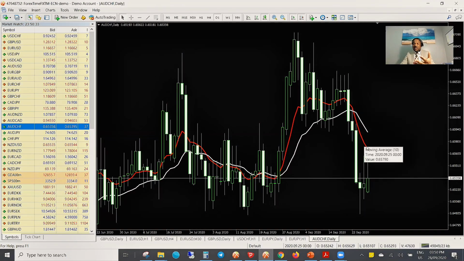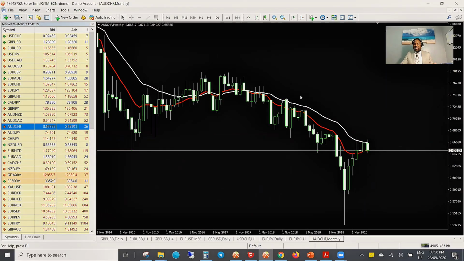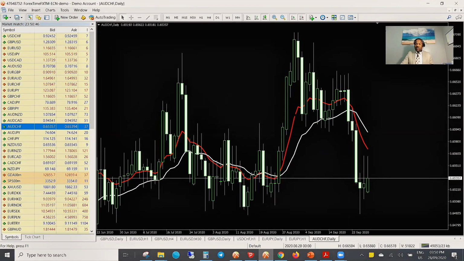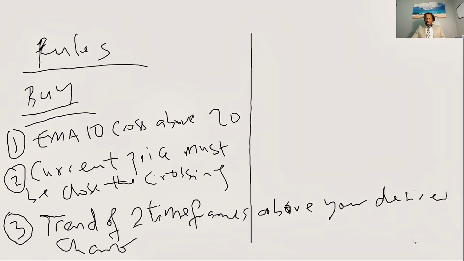If I'm going to enter a sell, before I enter it, it's good for me to check the two time frames above, and that's monthly. I'll see that monthly has been in a downtrend for a long while. Is that okay? So this is the concept of the riding the trend strategy. Is that okay? Then finally, let's talk about the exit.